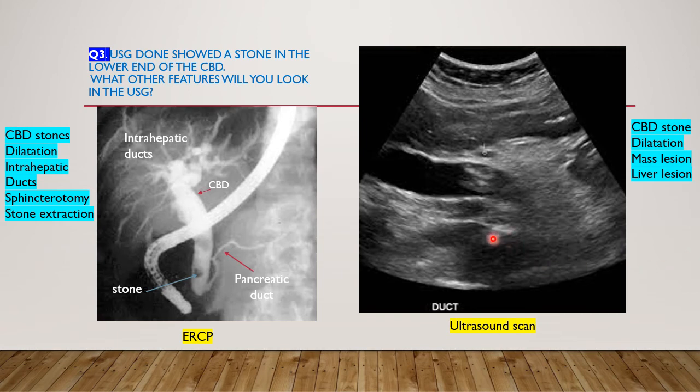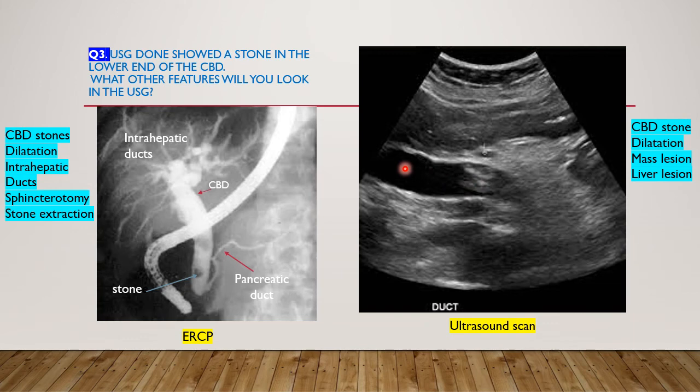Okay, this third question: ultrasound done showed a stone in the lower end of the CBD. What other features will you look for in this ultrasound? This is the ultrasound picture showing a stone here in the CBD. It shows a dilated common bile duct. The common bile duct is usually less than 6 millimeters in diameter, and anything wider than that is considered dilated. So in this case it's dilated.